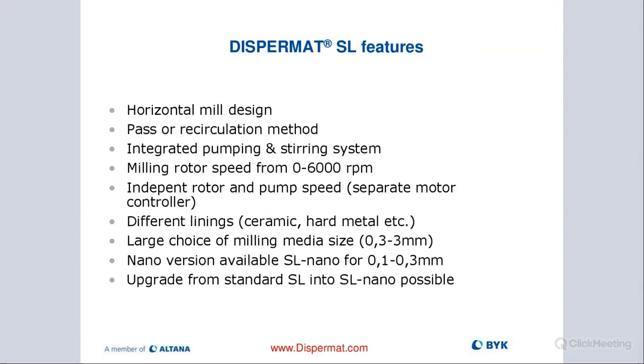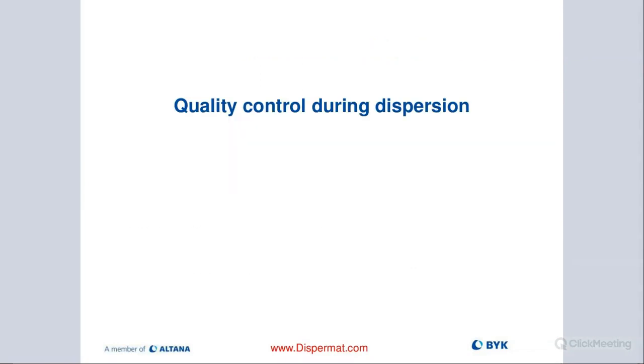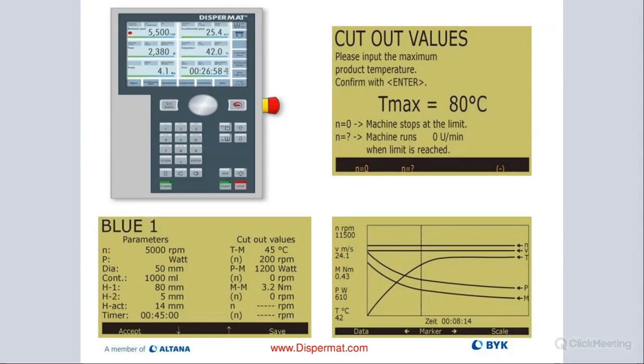Again, different options there for the rotor or the liner: ceramic, hard metal, or some people use some plastics even, polyvinyl or polyurethane options as well. Wide choice of media sizes available for the standard model. We have a nano kit that you can purchase for the standard machine, or we also have a standard nano machine as well that allows you to really go down to the super small particle size that you may need for certain applications.